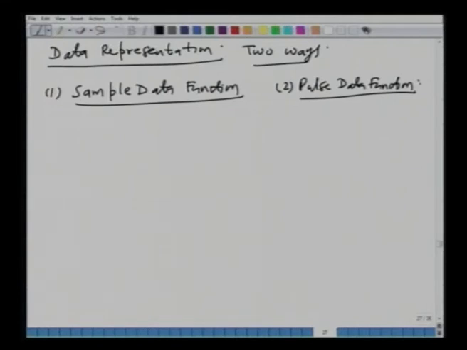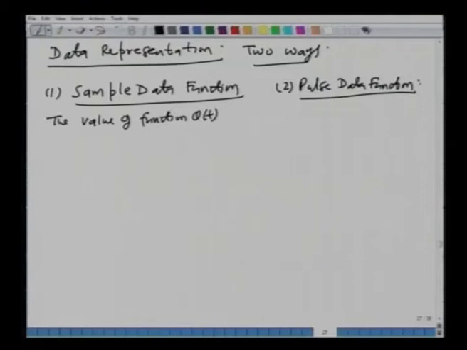In the sample data representation, what we do is we just simply measure the data at the end of a time interval period. Okay. And we say that the value of the physical variable during a time interval is its value at the end of the time interval. Okay. And in the pulse data representation, we say that the cumulative value of a particular variable which we measure, we say represents the total value for that time interval, which will be represented by the area under the curve for that time interval. So, let us look at these definitions and graphically how we represent it.